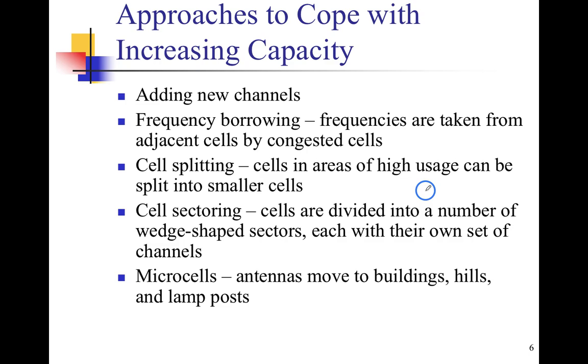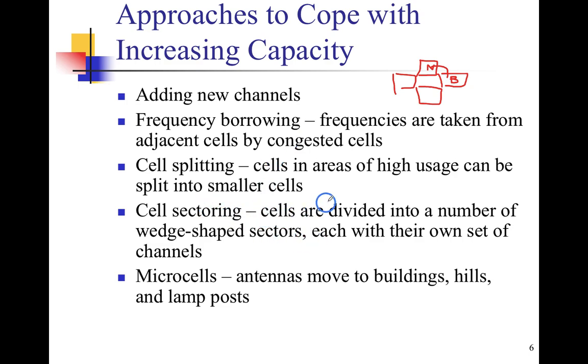So for example, if there are cells, this is cell 1, and this is another cell, and this is another cell. So for example, this is busy, this is not busy. Okay, when this cell is busy, in order to cope with the increasing capacity, this cell can borrow the frequency from the other cell, which is a non-busy one. This is what we call frequency borrowing.